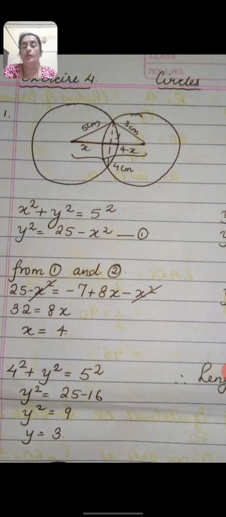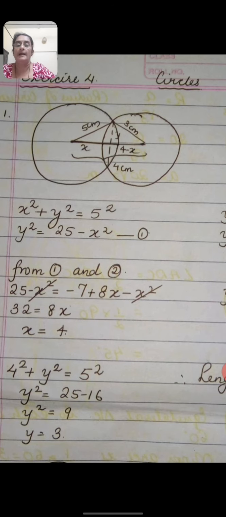Now we are going to consider a right-angled triangle on the left side. One with hypotenuse 5 cm, the base is x and the dotted line is y. Using Pythagoras, 5 squared is x squared plus y squared. So what is y squared's value? y squared is 25 minus x squared.